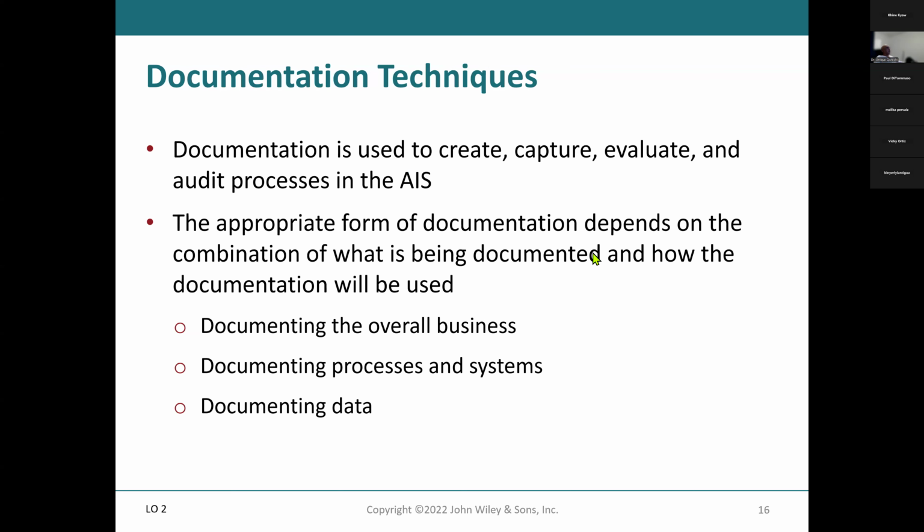All right. So documentation techniques. Documentation is used to create, capture, evaluate, and audit processes in the accounting information systems. The appropriate form of documentation depends on what you're trying to document and what's going to make sense. The type will be used for documenting the overall business, documenting processes and systems, and documenting data. So these are three items, and we'll discuss these.